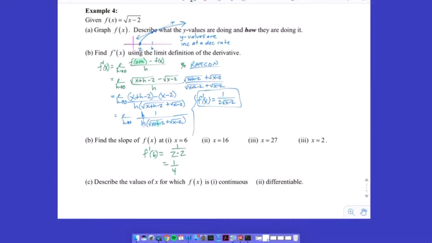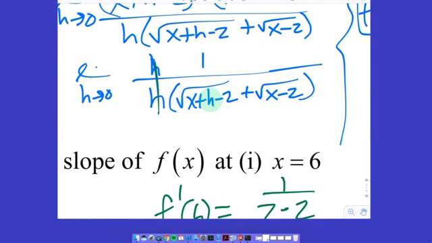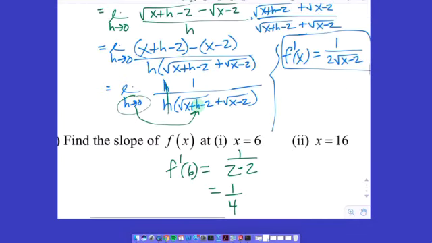Okay, I'm plugging it in right here. How have we been getting rid of h's? Once we get rid of the 0 over 0 problem, remember any h that remains, we just use direct substitution on.